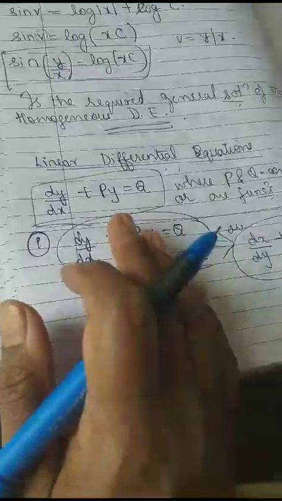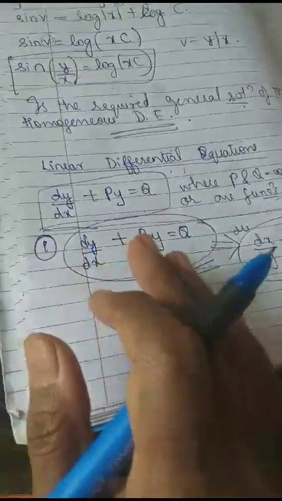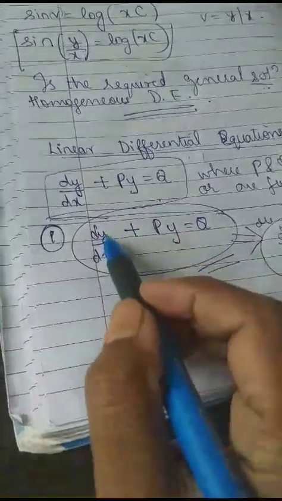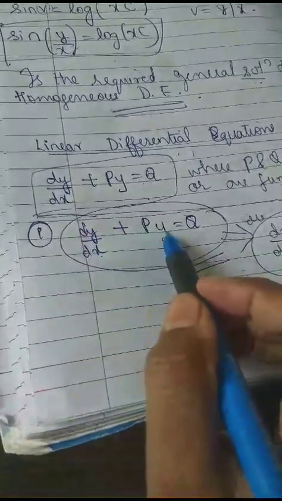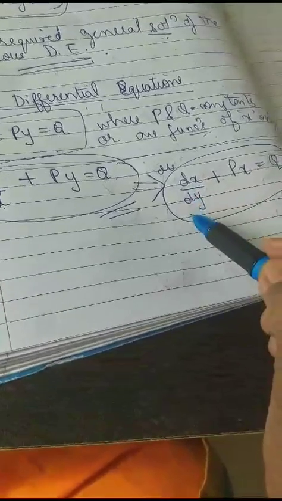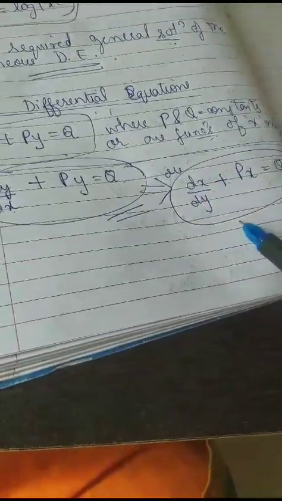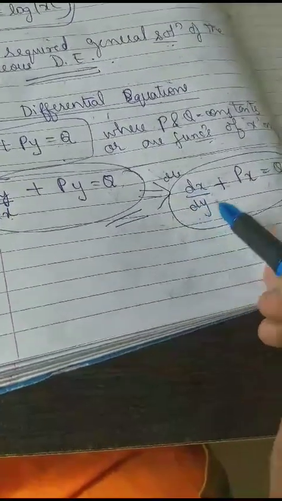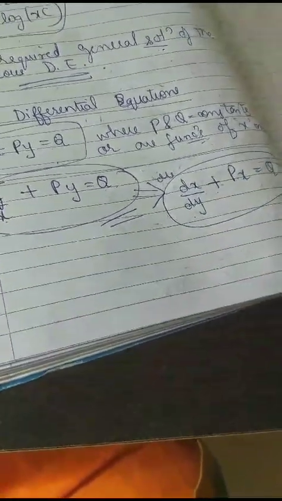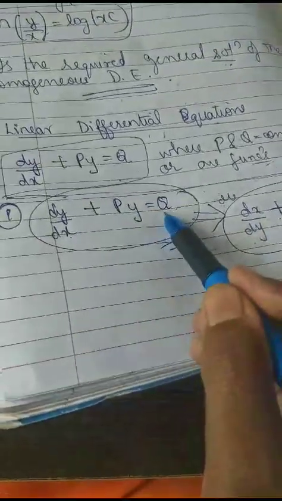Whenever my differential equation is in dy by dx form, then I should have the standard linear differential equation in the form dy by dx plus p into y is equal to q. But in case my given differential equation is in the form dx by dy, then my differential equation to be written in linear form will be dx by dy plus p into x is equal to q. Again, here p and q are constants.